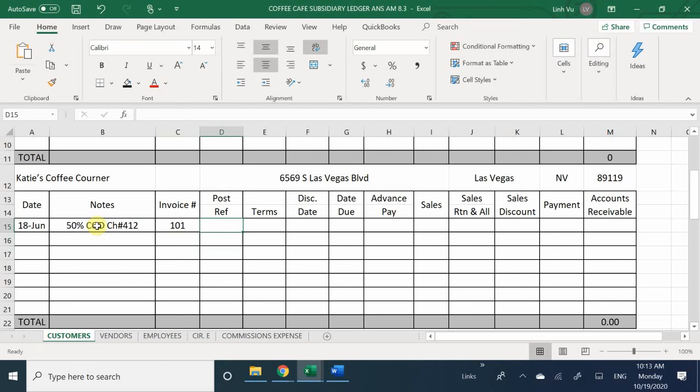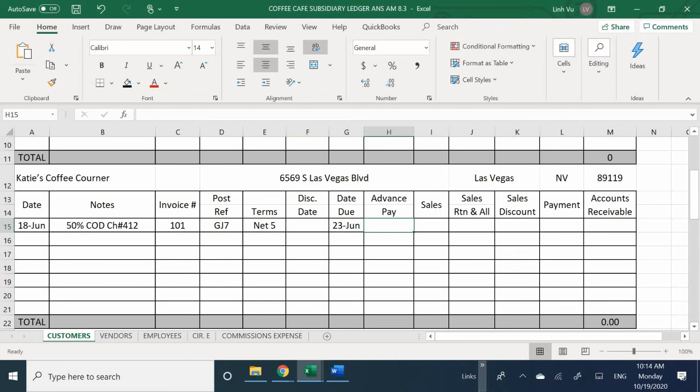Post reference, general journal number 7. All right. Did we give them terms? Yes. When is it due? Net 5. Good. Net 5, meaning obviously there's no discount date. So when is the whole thing due? 23. Okay, so June 23rd is when it's due.